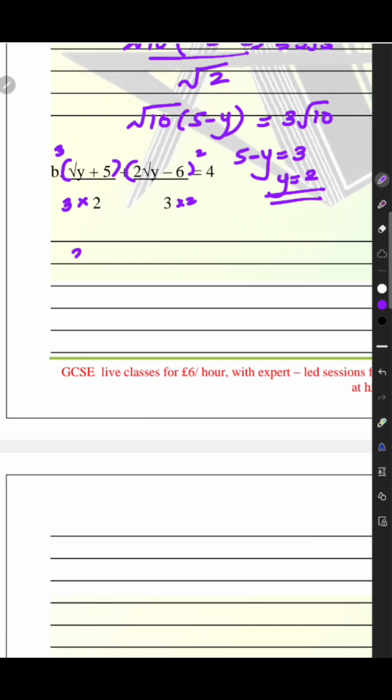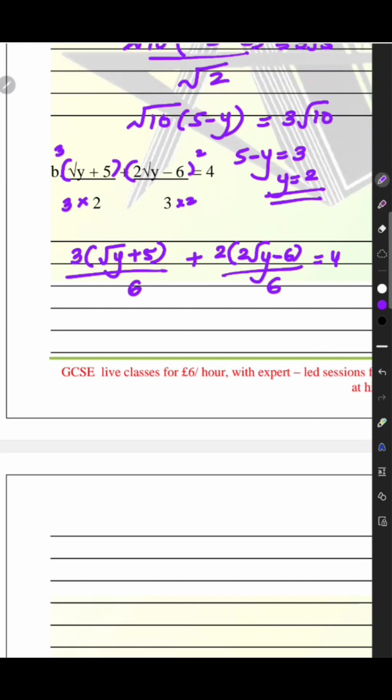So this will become 3 times root y plus 5 over 6, plus 2 times 2 root y minus 6 over 6 is equal to 4. By making the denominator the same, I can add all the numerator terms.